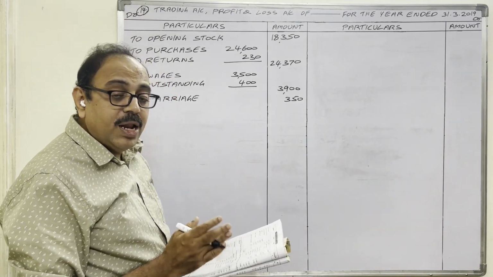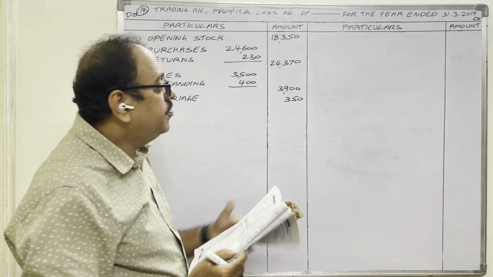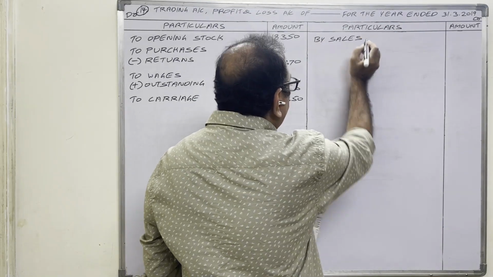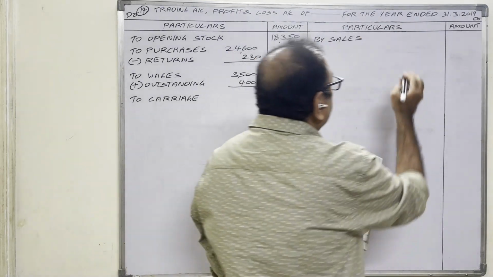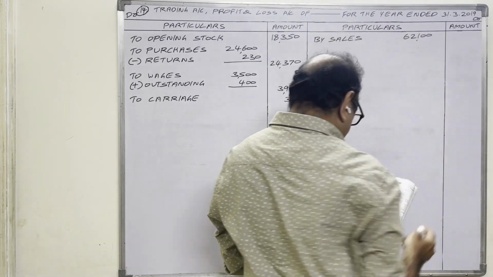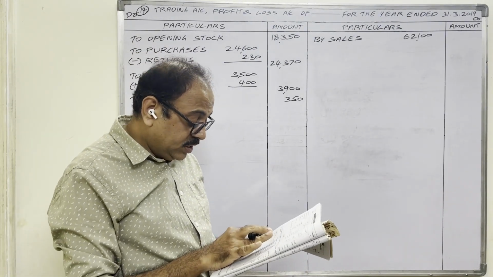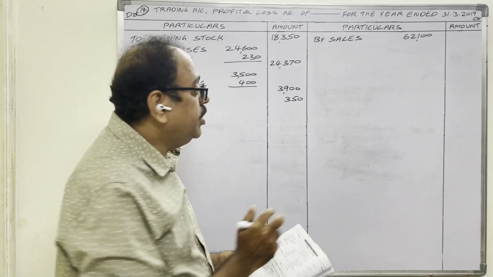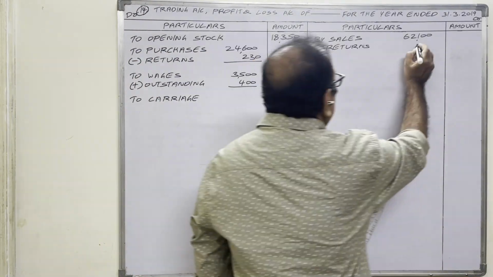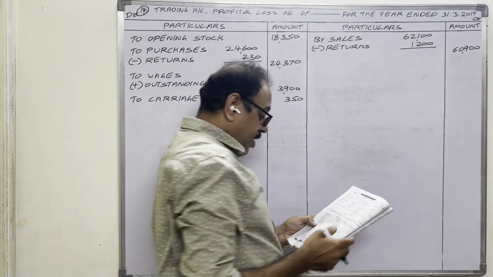Here in the trial balance credit side, sales. Sales come on the credit side, because sales is direct income. Returns are given. Therefore, sales in the inner column 62,100. Returns are given on the debit side: sales returns 1,200 rupees. We have to subtract here. Minus returns 1,200. Remaining amount in the outer column 60,900.